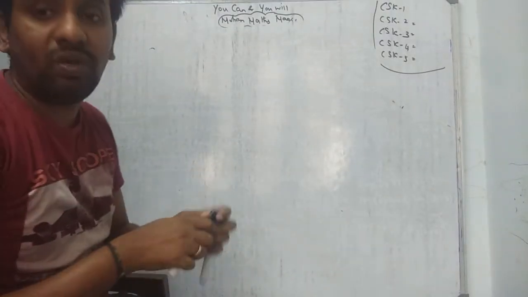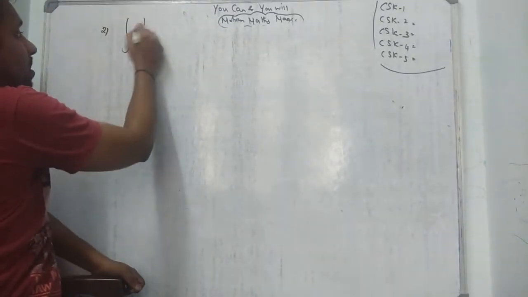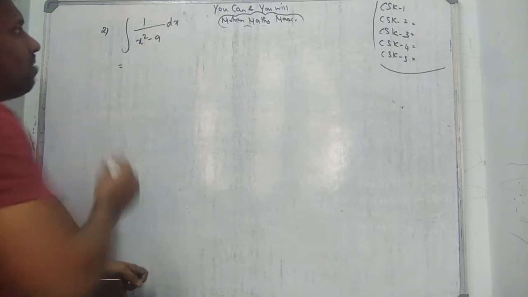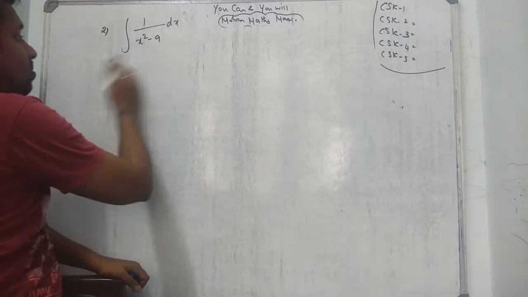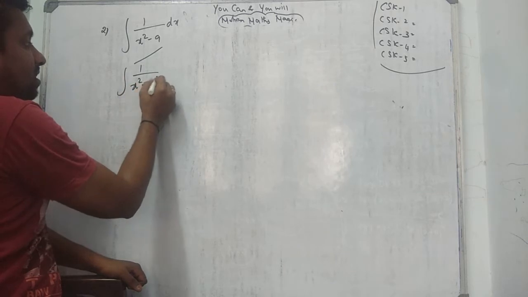Yes, second sum is CSK2 only. 1 upon x square minus 9. Second sum is integration 1 upon x square minus 9 dx. Sir, how can I complete this one in a very easy method? How? Method 1, method 2. Method 1, smart work. That is 1 upon x square minus 3 square dx.